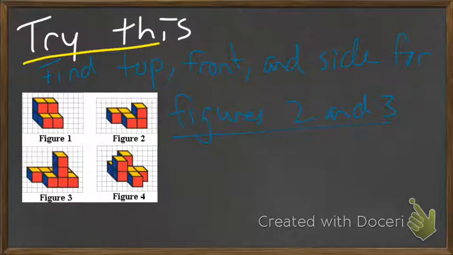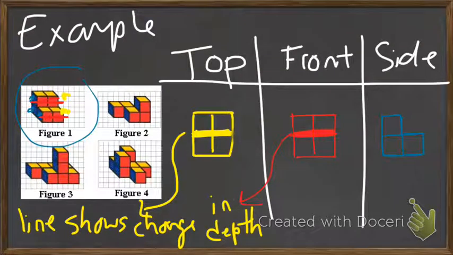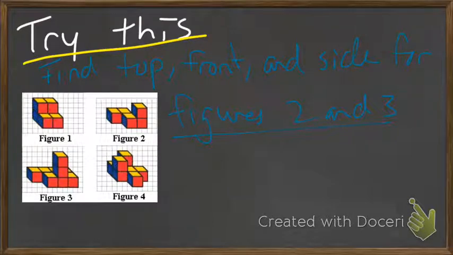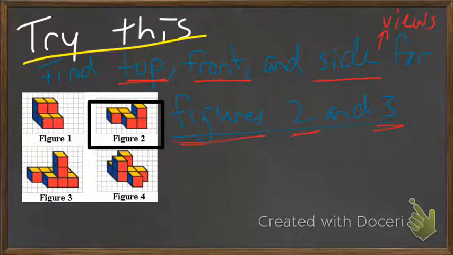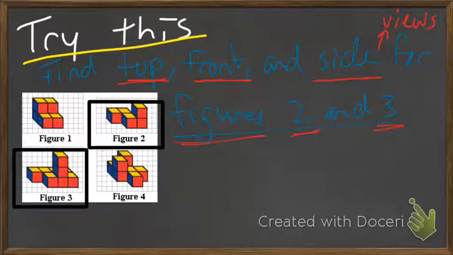So for our try this, sorry, I just want to make sure, yep, all the colors were matched up there. I want you to find the top, the front, and the side views. Oh, forgot views. Views for figures 2 and 3. Highlighter doesn't work there. So figure 2 and figure 3. And if you want, you can do figure 4 as well. Figure 4 optional. Figure 4 is kind of difficult, but not at the same time. There's just a lot of different pieces. Figure 2 and 3 should be fun.